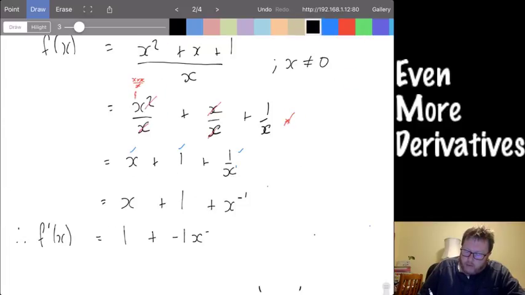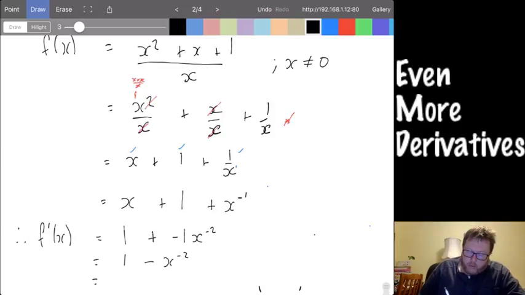Okay, so it's minus 1 times x to the power of negative 2. Let me just tidy that up a little bit. That's equal to 1 minus 1, so it's minus x to the power of negative 2.